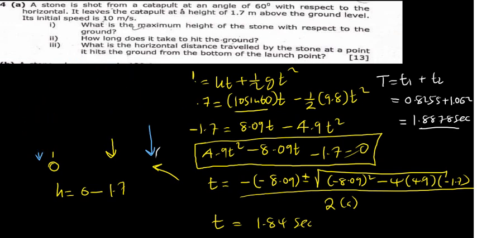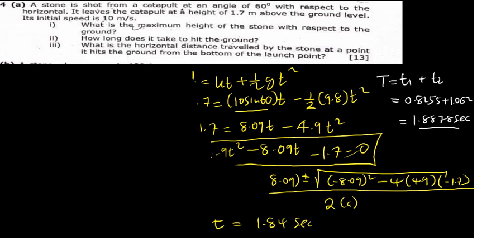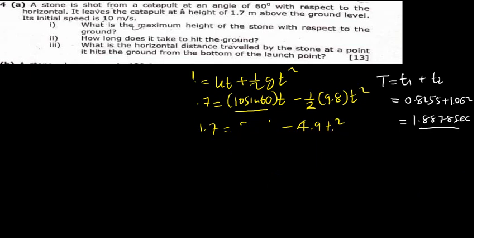So let's take note of the time. That is the total time of flight there, the time it takes the stone to move from the top to the bottom. Now the third part: what is the horizontal distance traveled by the stone at the point it hits the ground from the bottom of the launch?